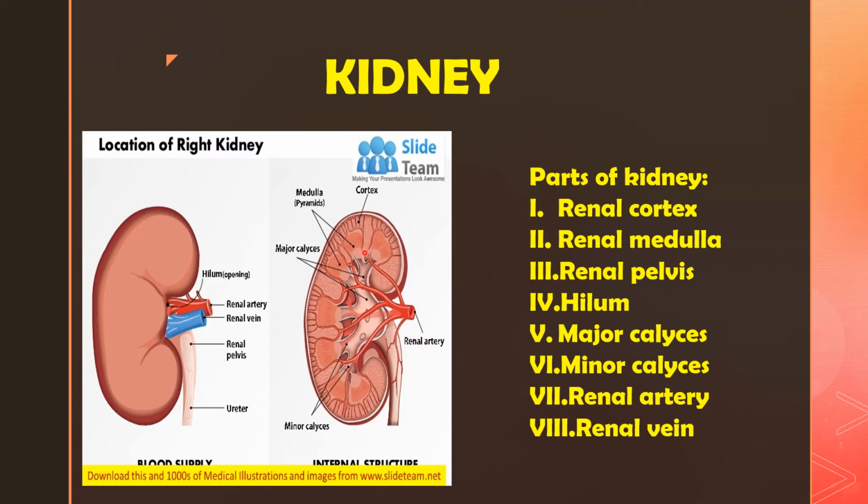Here are the major calyces. These are the major calyces, that are pyramidal in shape, and these are minor calyces. These are also pyramidal in shape. And this blue color is the renal vein and the red color is the renal artery, because they are carrying deoxygenated and oxygenated blood respectively.